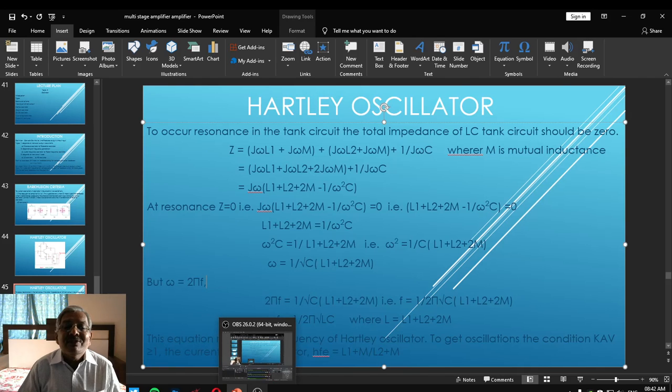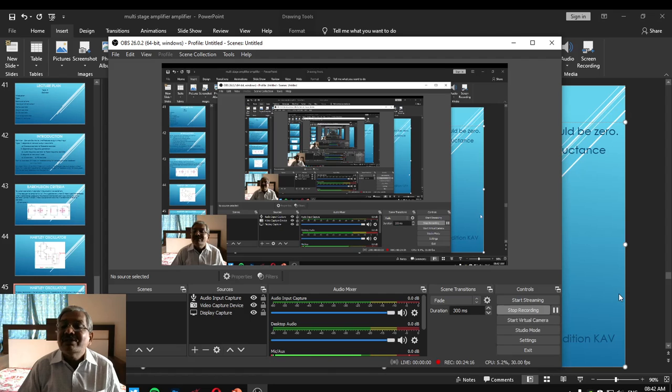Friends, that's all about the construction, working, condition, how it satisfies the Barkhausen criteria, the formula for the frequency of the Hartley oscillator, and how it can be used to generate a radio frequency signal at resonating condition. That's all about the Hartley oscillator. The next oscillator we are going to study next time.